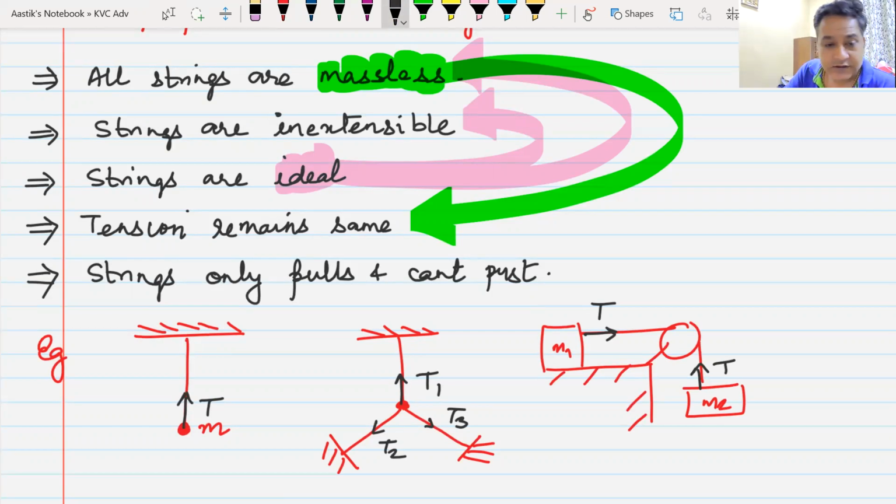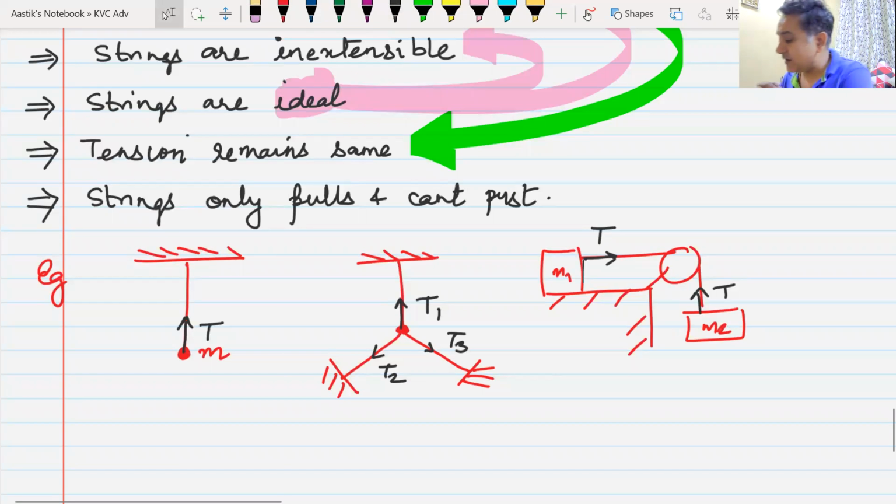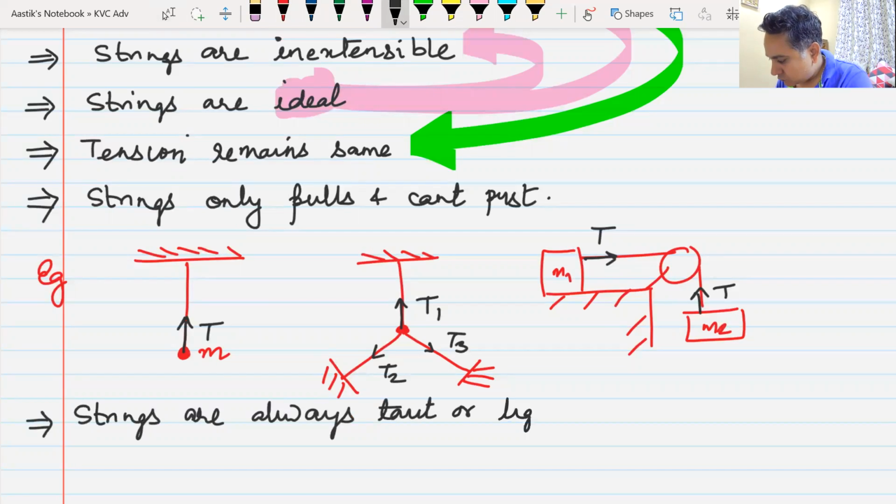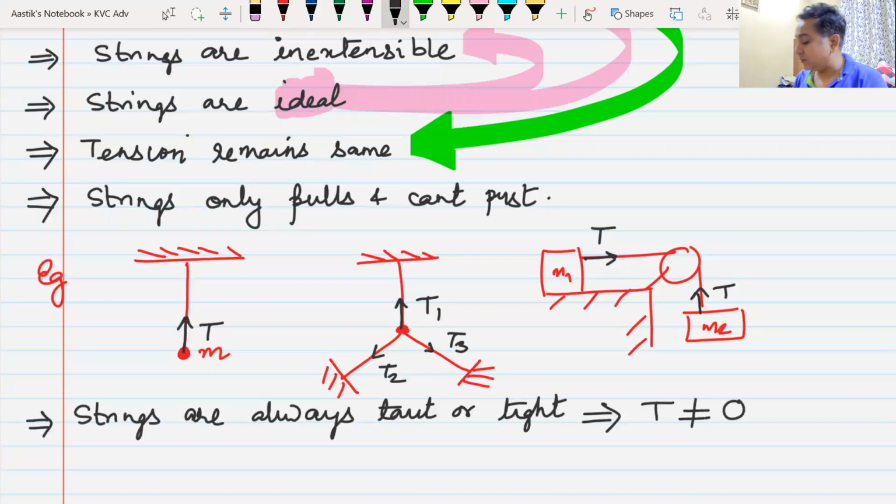Remember this. Important points. These important points will help you in solving some difficult questions. Strings are always taut or tight. We will definitely encounter questions where the string would be cut or string becomes loose. But in most of the cases, string will always remain tight. That means tension in the string cannot be taken as zero. It will not be zero.